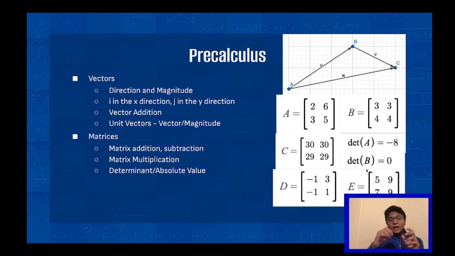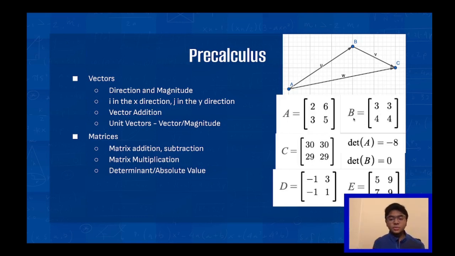When you add them, they have to be the same shape, right? They have to be 2 by 2. When I'm adding them, you just add the ones that are in the same spot together. And if I'm subtracting them, it's really the same concept, right? So 2 minus 3 is negative 1, 6 minus 3 is 3, 3 minus 4 is negative 1, and then 5 minus 4 is positive 1. So A minus B is D, A plus B is E.